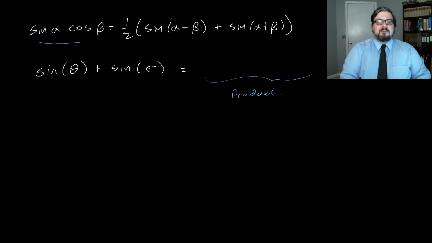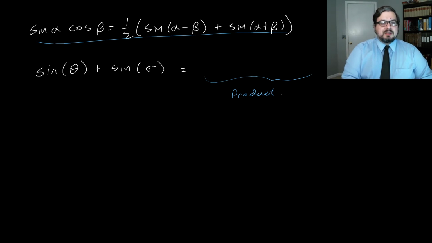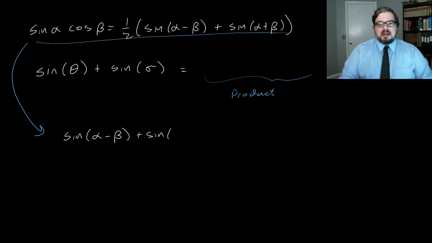So our formula from before takes a product of things and turns it into a sum of things. In theory, we should be able to undo this process and turn a sum of things into a product of things. So let's see if we can do that. If we take our formula here and multiply both sides by 2, then we could write it as sine of alpha minus beta plus sine of alpha plus beta equals 2 times the sine of alpha times the cosine of beta.